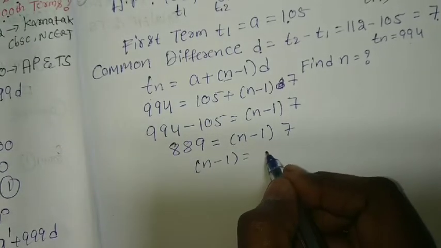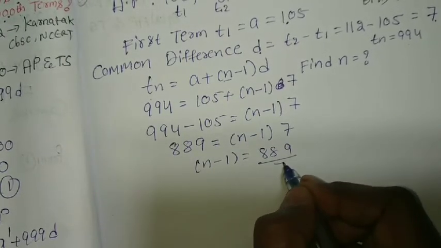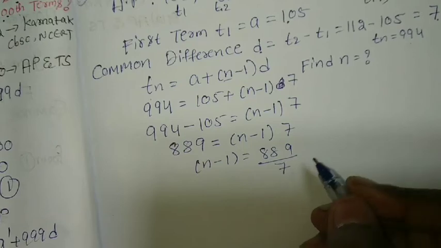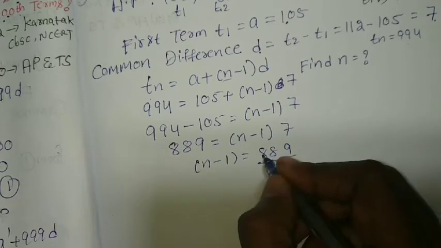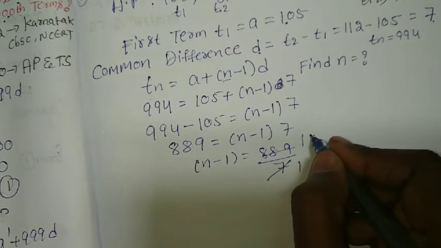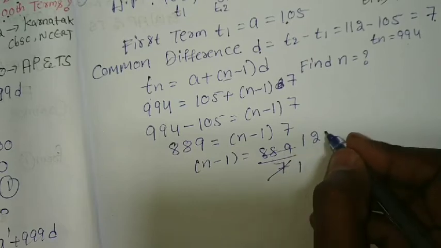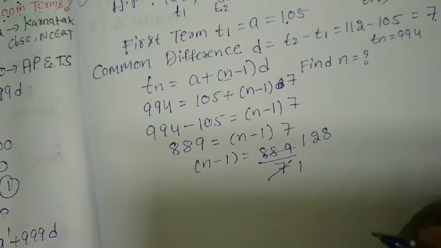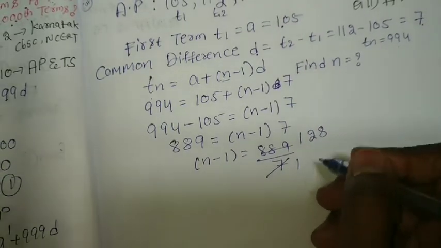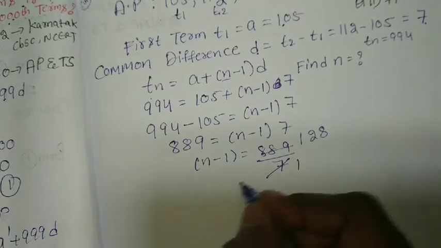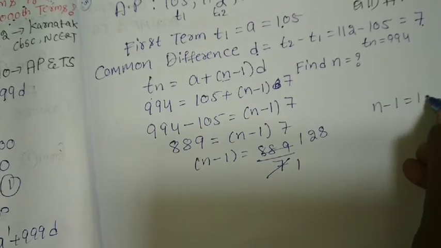N minus 1 is equal to 889 divided by 7. What is our solution? 7 1s are 7, 7 2s are 14, and remaining 7 8s are 56. Okay? Understand how it will come. So what we get here? N minus 1 is equal to 128.